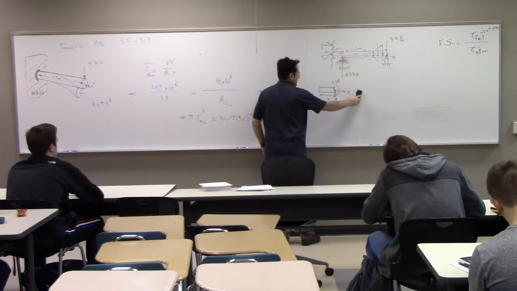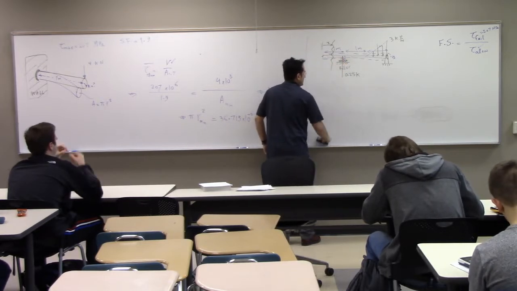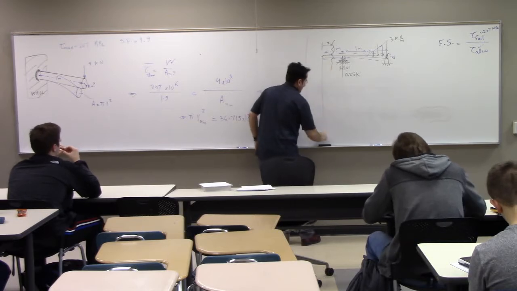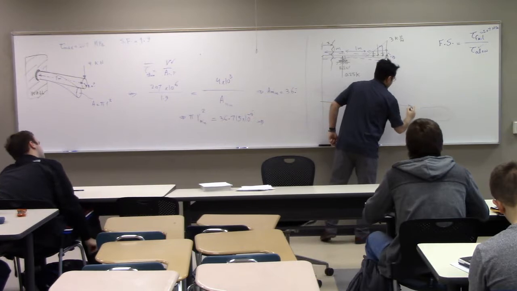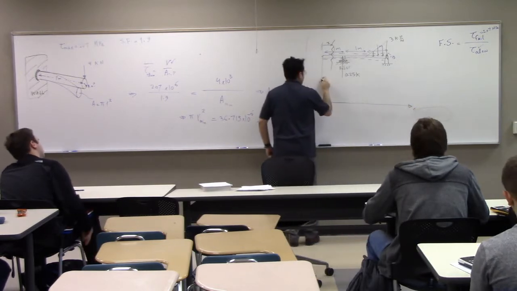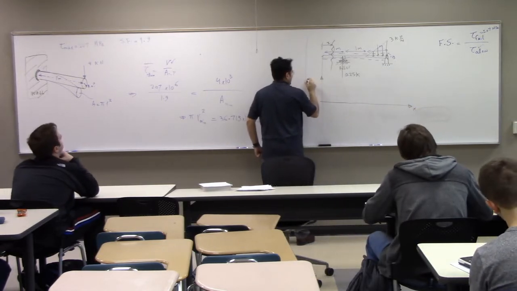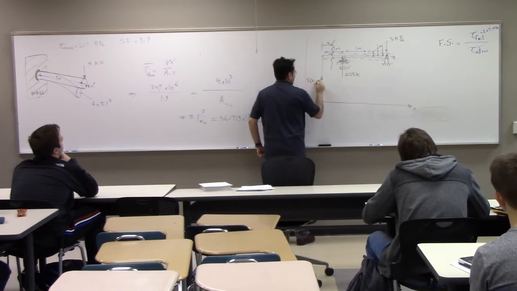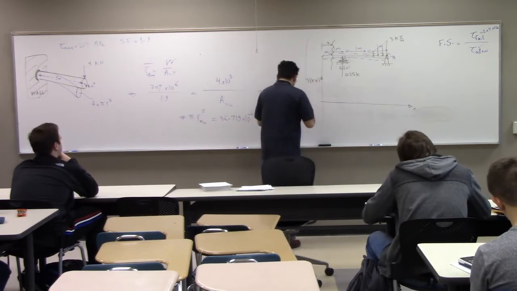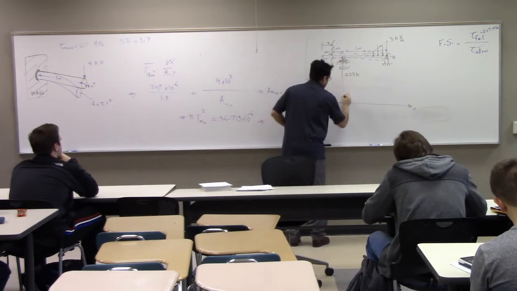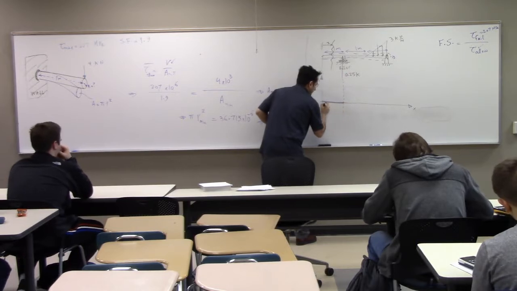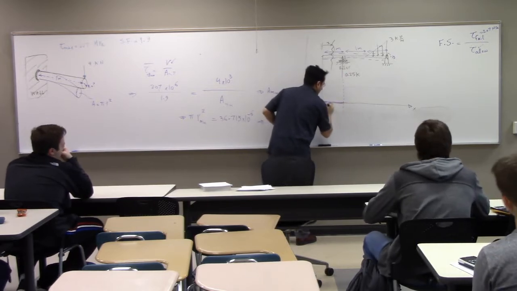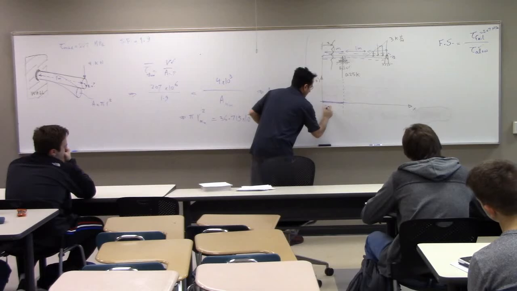So I simply draw it. If I want to draw my shear diagram, that's my x, and this vertical axis is shear in kilonewton. So from here to here is simply 0. There you go.